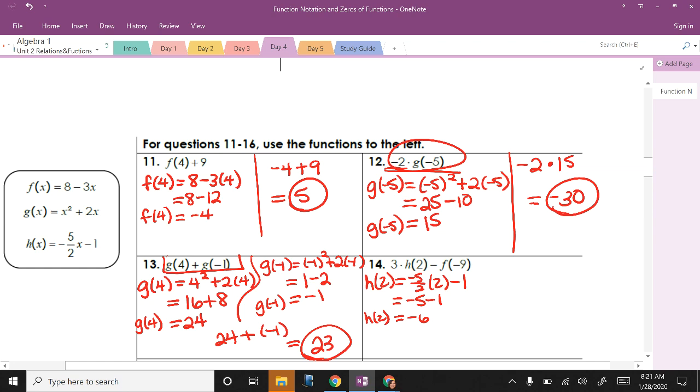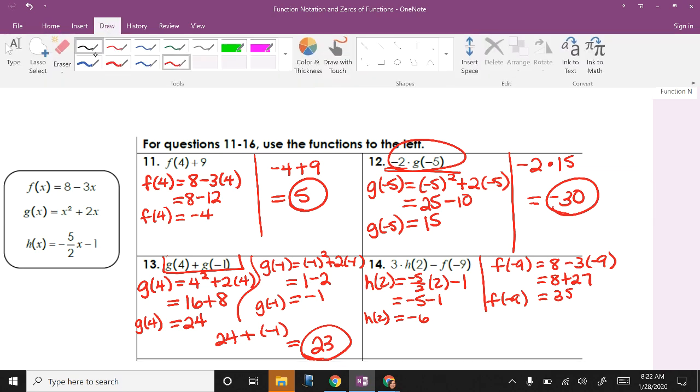Okay. Now I need to find f of negative 9. So that goes into the f equation. 8 minus 3 times negative 9. What's negative 3 times negative 9? Positive 27, right? So that's 8 plus 27. What's 8 plus 27? 35. So any questions about how I found those two?